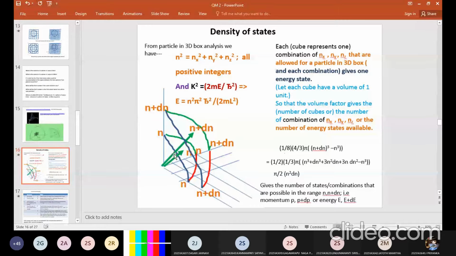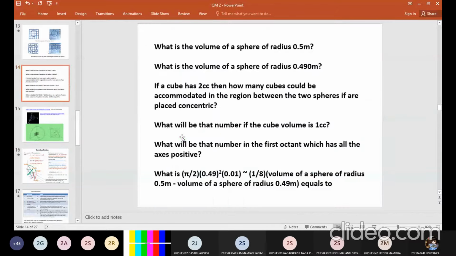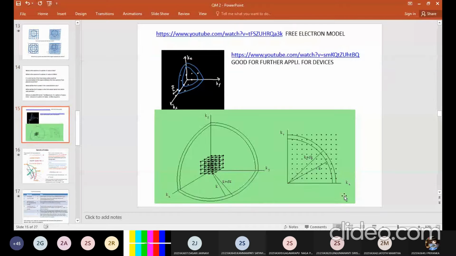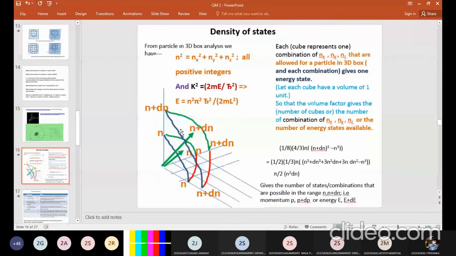Now, what is it that I want? I want the total number of states between n and n plus dn. That implies I have to consider two spheres, one of radius n and another sphere of radius n plus dn. So I have to consider the region between these two spheres. As I was considering the area between the two circles, similarly, in this case, in three-dimensional figures, I have to consider the volume between the two spheres.